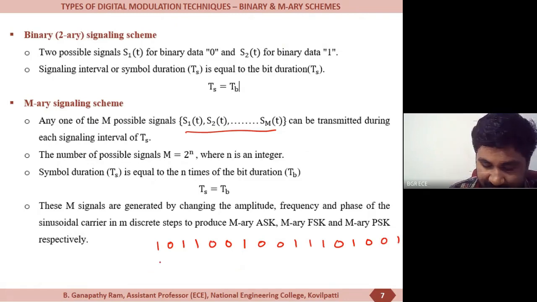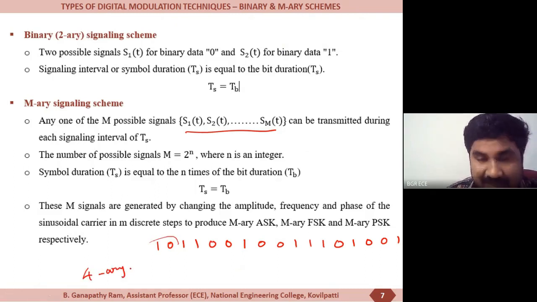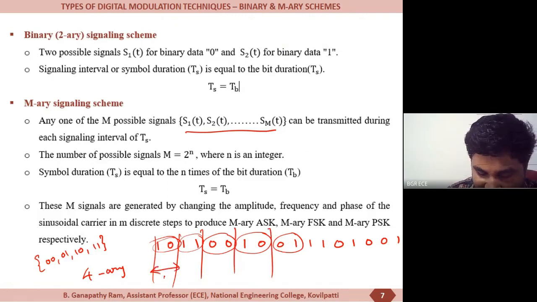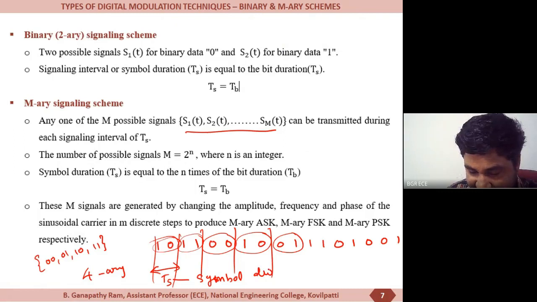Likewise, if I would like to transmit with the help of a 4-array transmission scheme, then 2 bits are packed together. So here we are having 4 different symbols: 0 0, 0 1, 1 0 and 1 1. And each of these symbols is transmitted within a time interval of Ts, where Ts is the symbol period, the symbol duration.